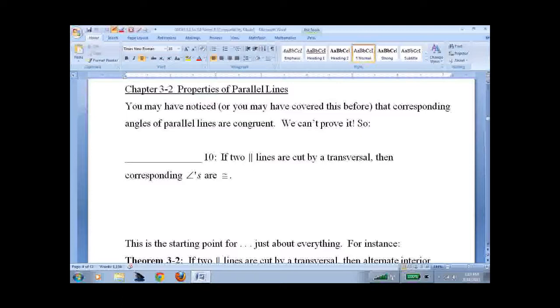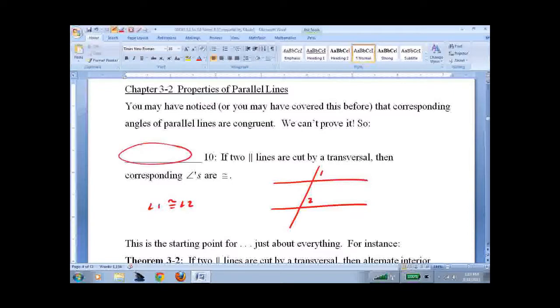Number one, corresponding angles of parallel lines are congruent. And that's a situation like this. We would say angle one is congruent to angle two. We can't prove it. It's just like Unit one, where we're at the beginning of things, and you have to just take some things for assumptions. So, what would you call this here? Hopefully, you know. Postulate.